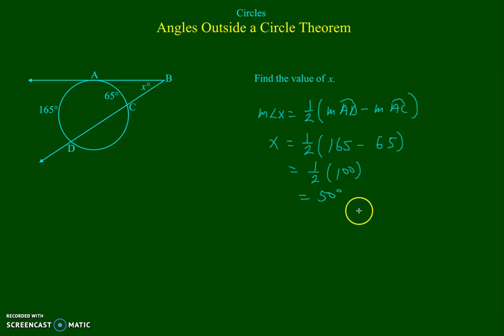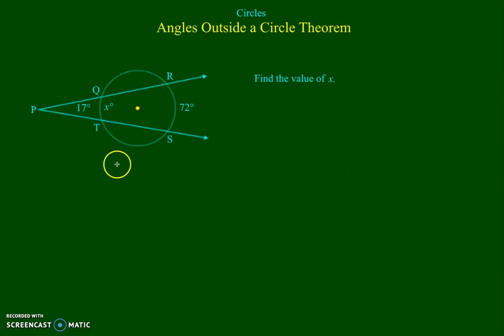Let's go ahead and look at another example, see if we can't give a little bit more challenge. In this example, we're given the exterior angle, we're looking for the measure of this arc inside here. So it's the same formula, same theorem. We know that this angle equals 1/2 the big minus the small. Let's go ahead and put down what we need. We have 17 equals 1/2 of 72 minus x.